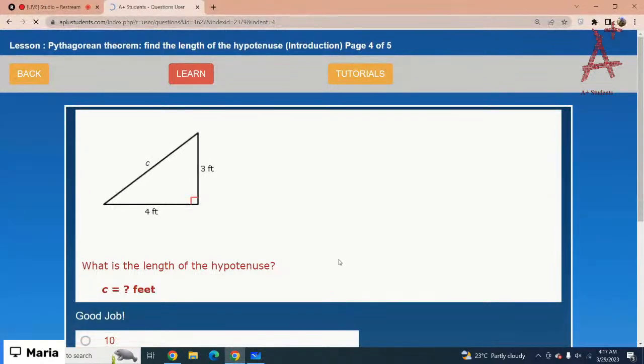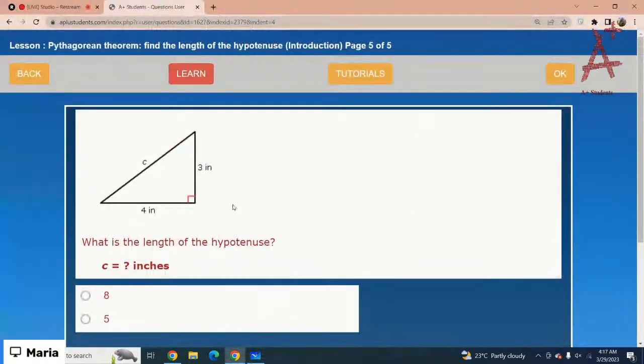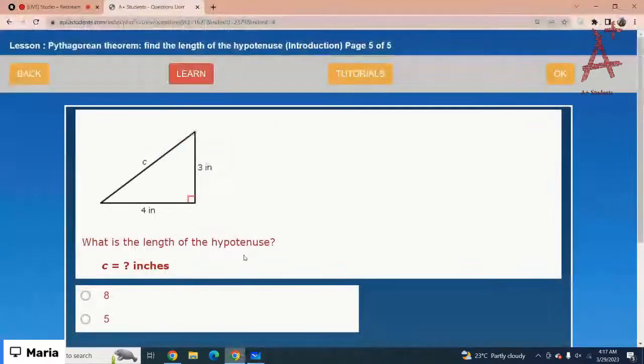Okay, the next one is 3 and 4 again. They are the same side lengths for the triangle. I have already solved that. That means C equals 5. Got it? So the correct option is 5.